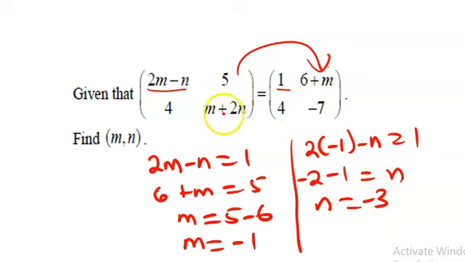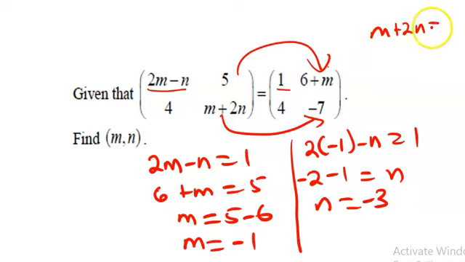In other words, you can also compare the entries and then solve the two equations simultaneously. Yes. So we are going to have m plus 2n is equal to minus 7, and then 2m minus n is equal to 1. You can use this option.